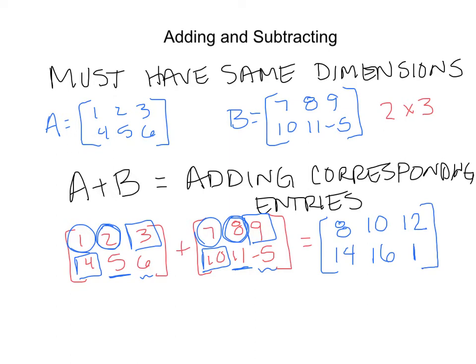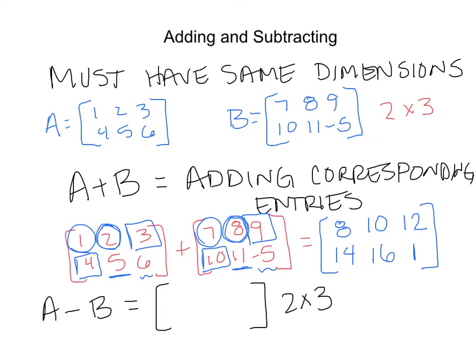Subtraction is the exact same thing, except that we are subtracting the corresponding entries. So if we were going to do A minus B, we would just need to subtract the corresponding entries. So we know that our problem is going to have a 2 by 3 matrix at the end because that's what they started with. And again, you're just subtracting. I'm not going to write out matrix A and B again because we have them written down several times. We're just going to carry out the subtraction.